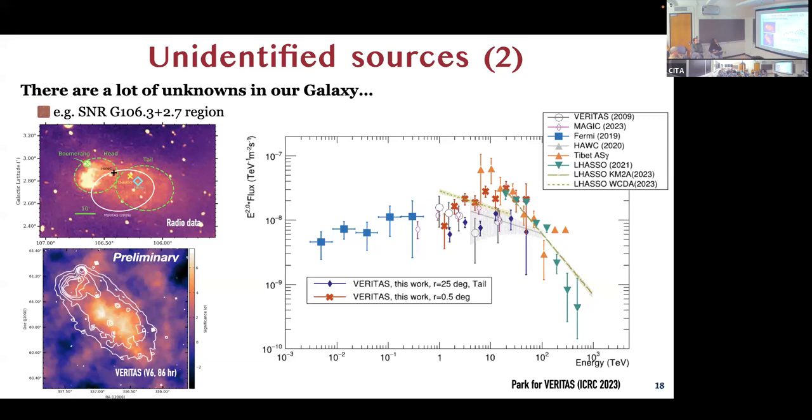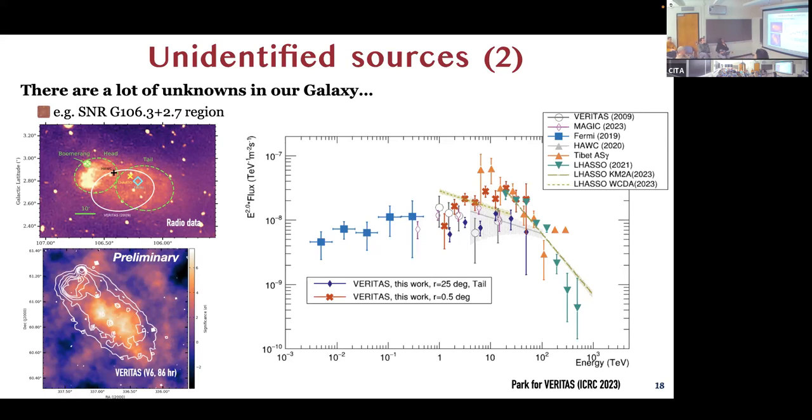That's even the 68% containment radius. So if you contain the 99%, it's even worse. And the white oval is the VERITAS error. It's our old error. It's just because this is not error, this is actually extension. Because for VERITAS, it's clear, it's resolved. This color map that you are seeing is VERITAS.